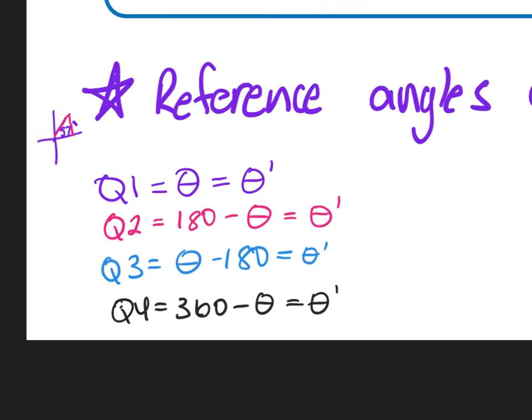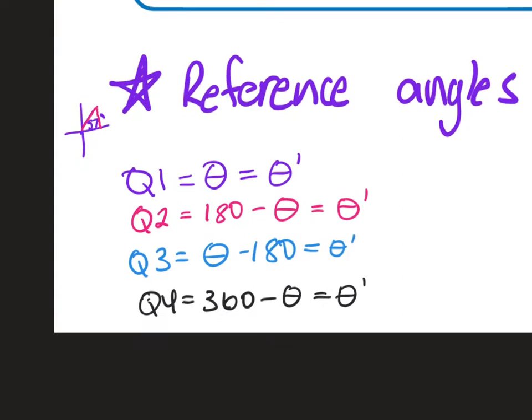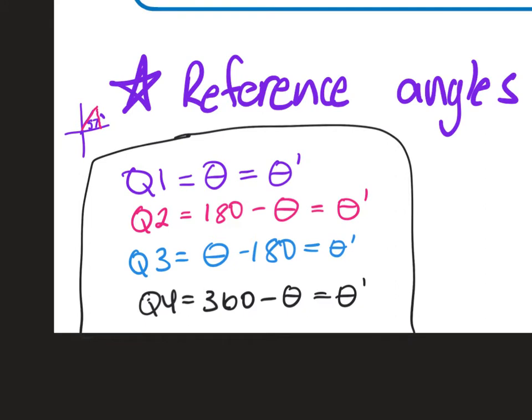So the only 2 numbers that you have to subtract from, or subtract from itself, are 180 and 360. 90 and 270 are not in here. This is really important for you guys to remember, this little cheat sheet here for reference angles. I'll show you how to do them. They're super easy, I promise.